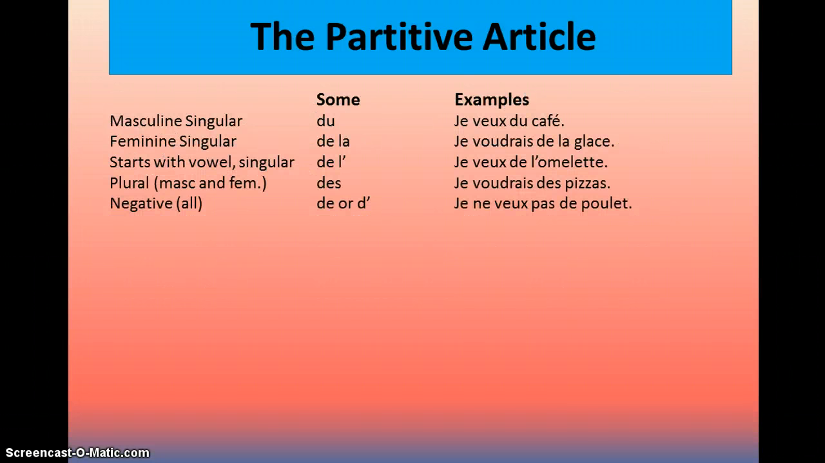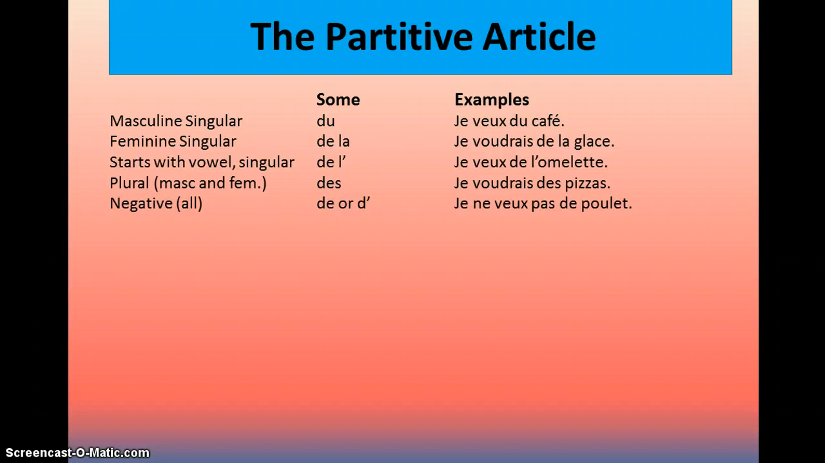And here are the different forms. If you have something that's masculine singular, the word for some is du. Here's an example. Je veux du café. I want some coffee. Okay, if you want some of something that is feminine singular, you will use de la to mean some. Je voudrais de la glace. I would like some ice cream. If it starts with a vowel and it's singular, you have de and then an apostrophe. So I want some of the omelette. Je veux de l'omelette.